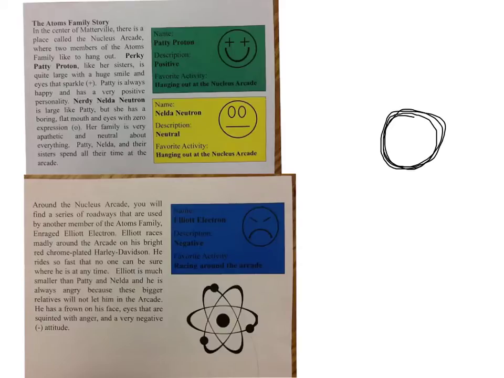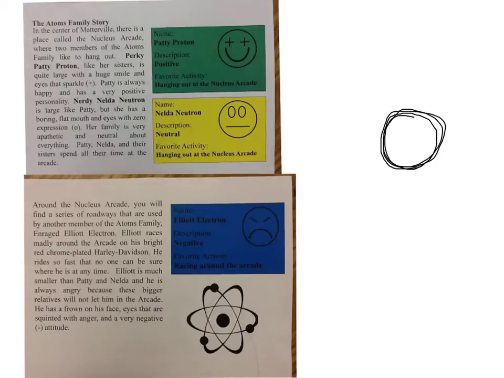Where two members of the Addams family like to hang out. Perky Patty Proton, like her sister, is quite large with a huge smile and eyes that sparkle. Patty is always very happy and has a very positive personality. Nerdy Nelda Neutron is large like Patty, but she has a boring, flat mouth with eyes with zero expression. Her family is very apathetic, which means they really don't have a big feeling either way, either positive or negative, they're not either happy or sad. They're just very neutral about everything.